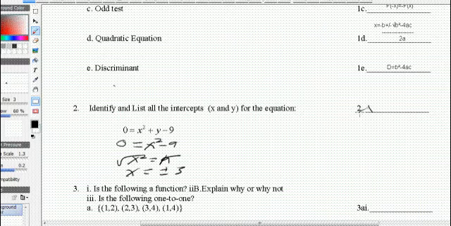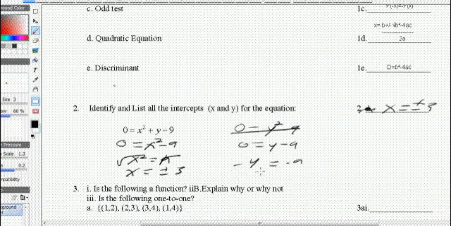Those are your x-intercepts. Then for the y-intercept, you know x equals 0, so 0 equals y squared minus 9. So negative y equals minus 9, so y equals 9. So your other intercept is 0, comma 9. That's your y-intercept. These are your x-intercepts: 3, 0 and minus 3, 0.